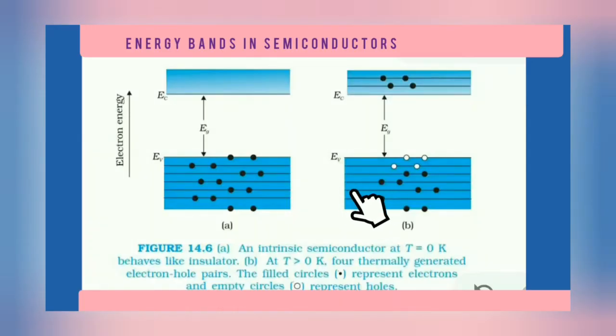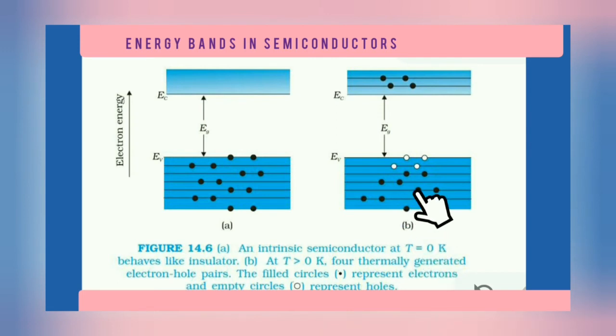Now we can see the energy band diagram of a pure semiconductor, that is, an intrinsic semiconductor. This is the valence band. Here we see the valence band is completely filled, representing the electrons, and the conduction band is empty. This is at T equal to 0 Kelvin.